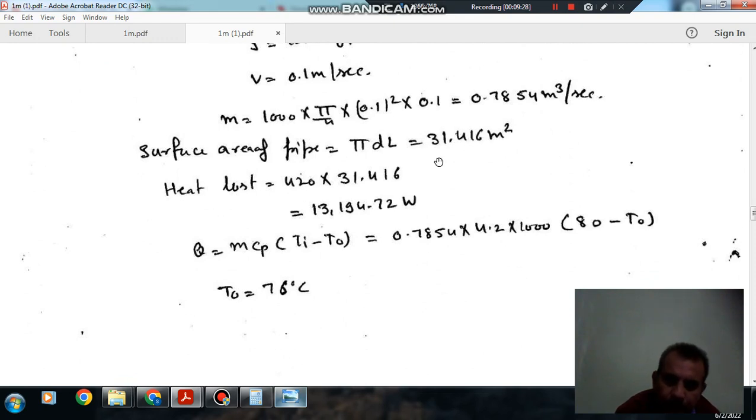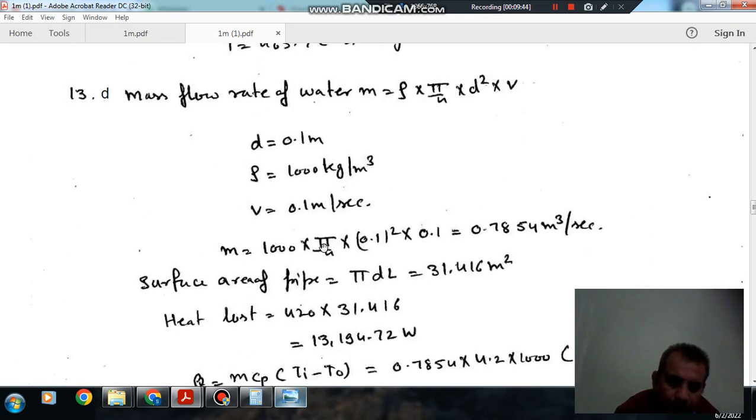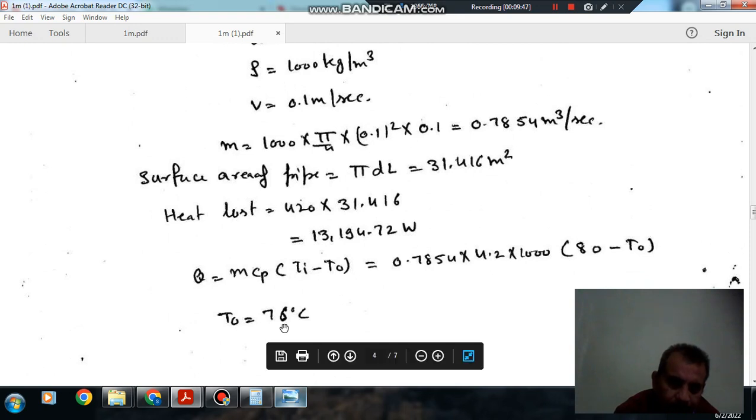and heat loss per unit area is given as 420, so heat loss is multiplied by this, so that is 139,194 watt. Equating this heat loss by the pipe with the heat supplied, we can find out the temperature as 70 degrees Celsius.